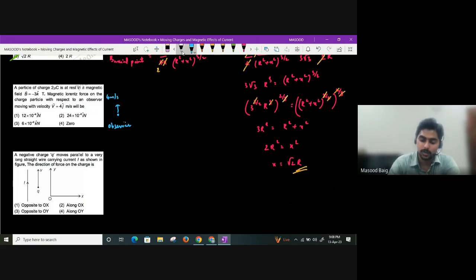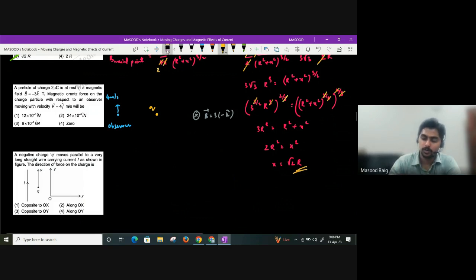Now, how is the magnetic field? Magnetic field is given inwards. How much is the magnetic field, beta? It is 3 minus k cap. What is the charge? Positive charge is given, which is 2 microcoulomb. Some charge q you can write. Okay, some charge q you can take.